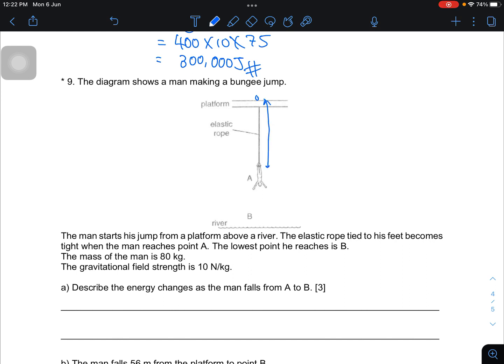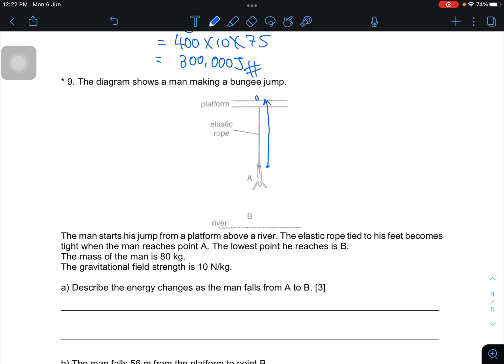So when it's loose, basically, the elastic rope is not doing its work at all, nothing. So the man is just simply losing GPE and gaining KE, because he's falling. But now I want you to imagine at point A, the elastic rope is now tight. Not tight, it's now straightened. So all the way from A to B, will the man actually move faster or slower?